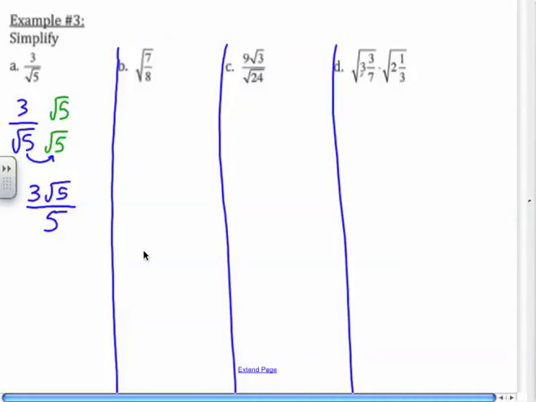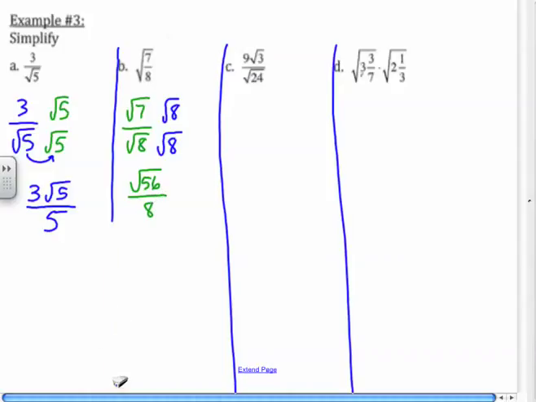Let's look at this next one. Root 7/8 is the same thing as the square root of 7 over the square root of 8. Now I've got to get rid of that square root 8 in the bottom, so I'm going to multiply the top and the bottom by the square root of 8. That gives me on the top the square root of 56 over 8. I'm going to blow this out a little bit so we can use it over here.